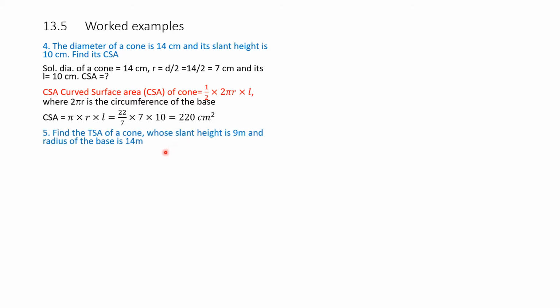Problem number 5. Find the total surface area of a cone whose slant height is 9 meters and radius of the base is 14 meters. So, we are required to find the total surface area. The total surface area of the cone is given by the formula pi r into r plus l. Therefore, pi is 22 by 7 and the radius is 14 meters, 14 into r plus l, which is 14 plus 9. Therefore, that is 22 into 7 goes 2 times, 14 into 4, 22 into 2 into 23. And you find out the answer here.